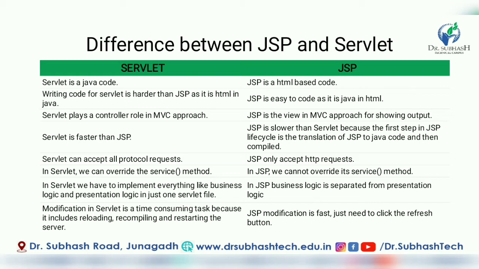Servlet can accept all protocol requests. JSP only accepts HTTP requests. It is the main difference. Servlet can accept different kinds of requests, whereas JSP accepts only HTTP type requests. In servlet, we can override the service method. In JSP, we cannot override its service method. We have seen that in a servlet class, we are overriding the service method. But in JSP, we are not overriding the JSP service method, but it is called while we initialize the request.